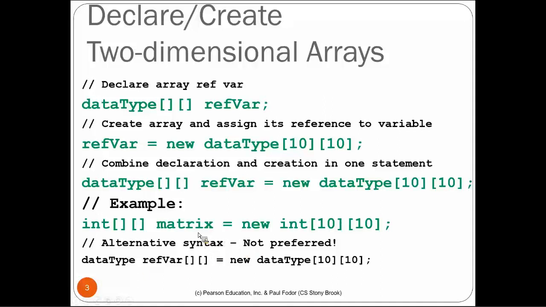There is an alternative syntax. Again, for historical reasons, you can actually put the open close brackets for arrays after the reference variable and not follow the Java standard that we have the entire type defined before the variable name. But this is not preferred. Again, it's kept only for historical reasons, that this is how arrays were created before in C.